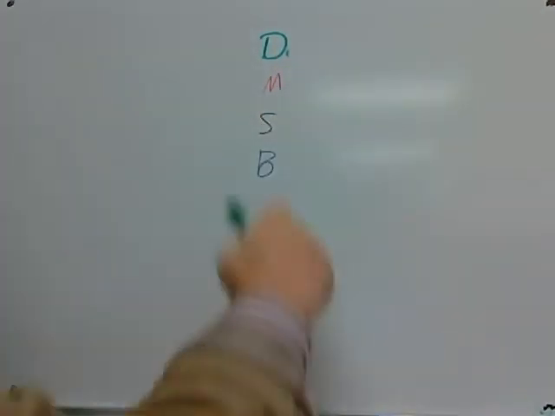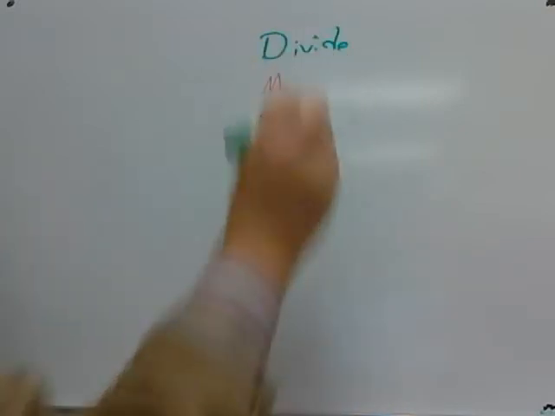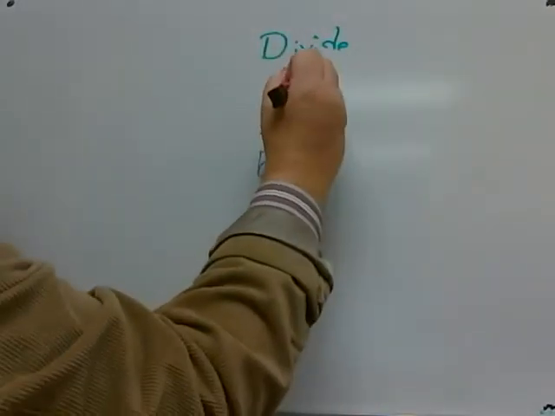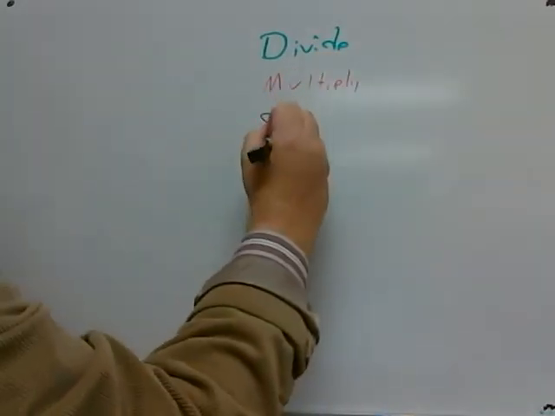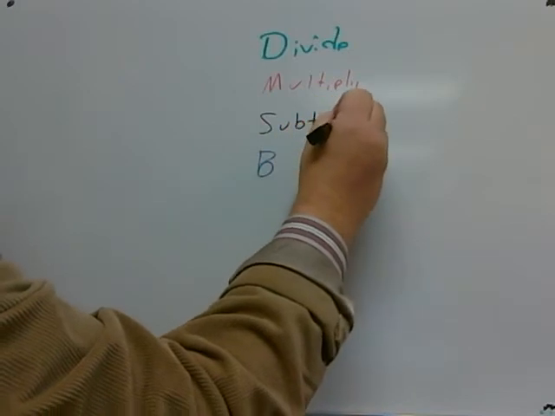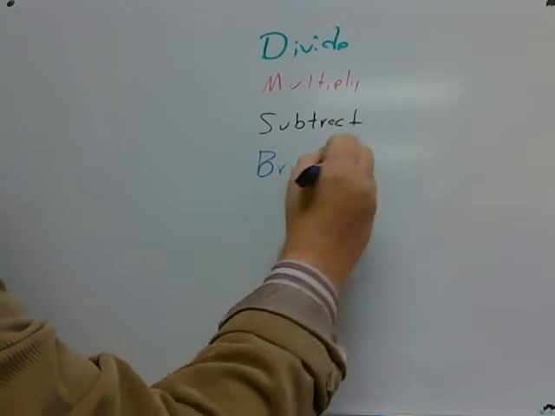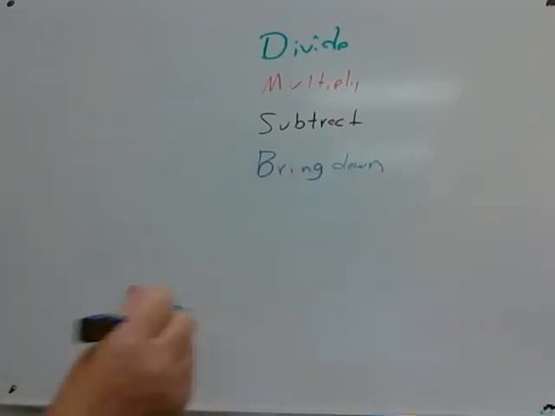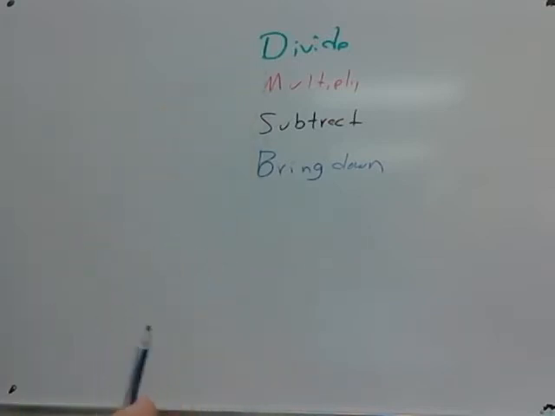The D in dead means our first step in long division is to divide. Our second step is to multiply. Our third step is to subtract. And our last step is to bring down a digit. So, we're going to divide, multiply, subtract, and bring down. And we're trying to remember DMSB. Once again, dead mice smell bad, if that helps you a little bit.